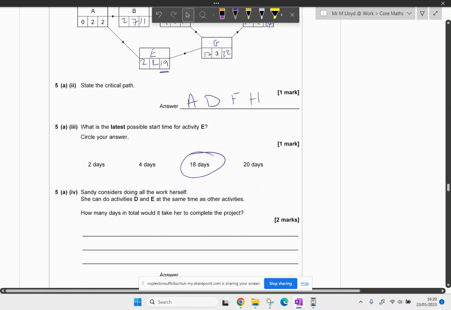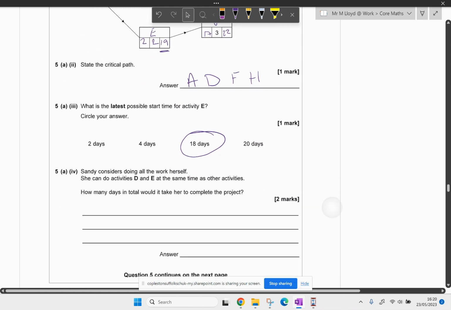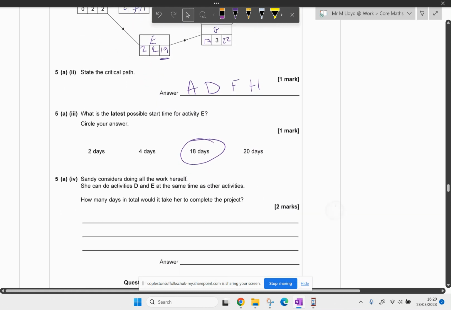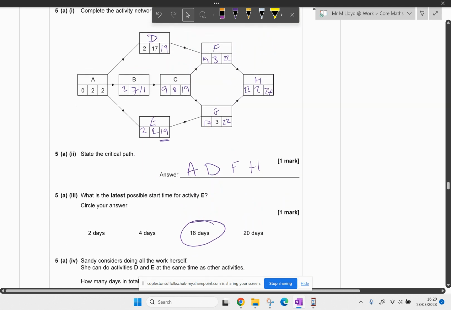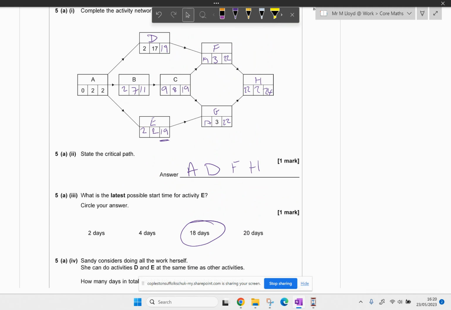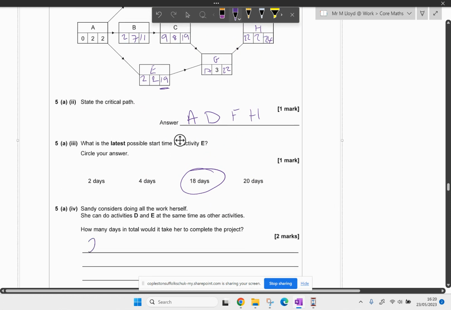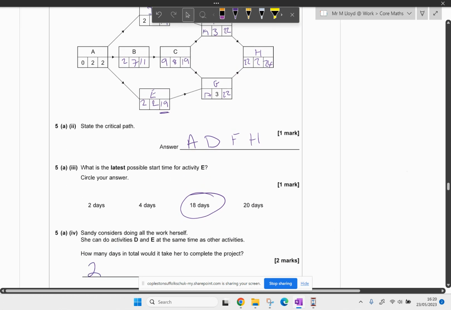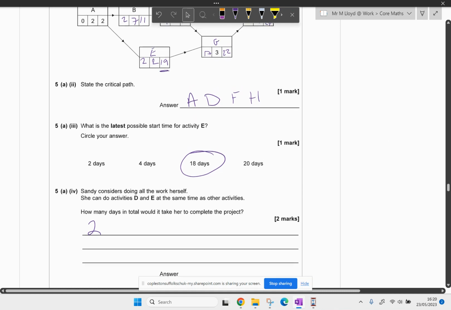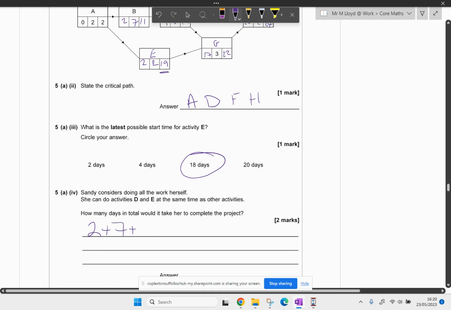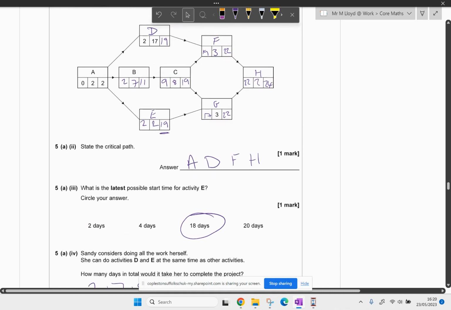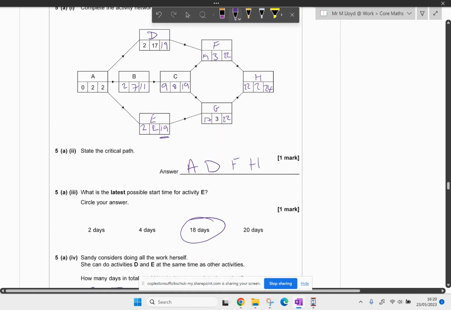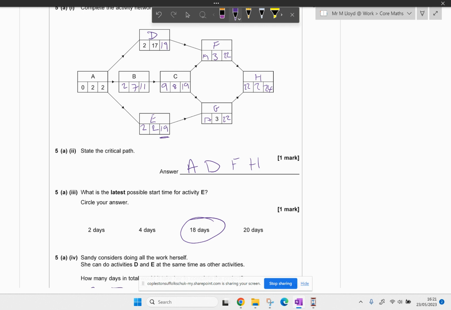So if she's doing D and E at the same time as everything, that's not going to cause a problem until maybe we get to here. A is going to take 2 days, so that's 2 days. B and C, 7 and 8, plus 7 plus 8. I'm going to ignore D and E because that's all going to get done at the same time as other activities, and it will be done.